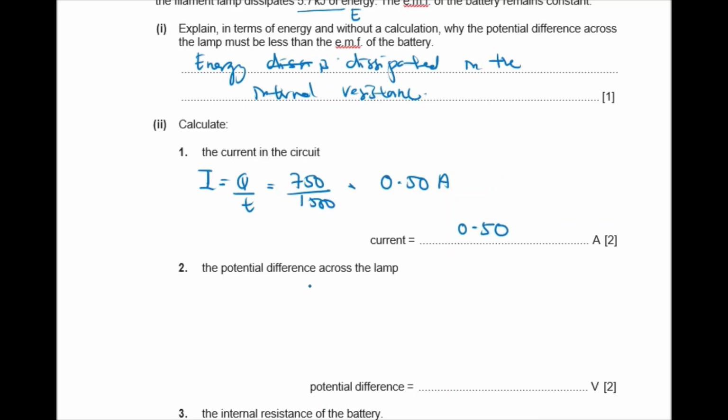Calculate the potential difference across the lamp. So, formula: potential difference equals work done divided by charge. Work done is energy, 5.7 kilojoule, 10 power of 3, divided by charge 750 coulomb. So, potential difference is 7.6 volt.